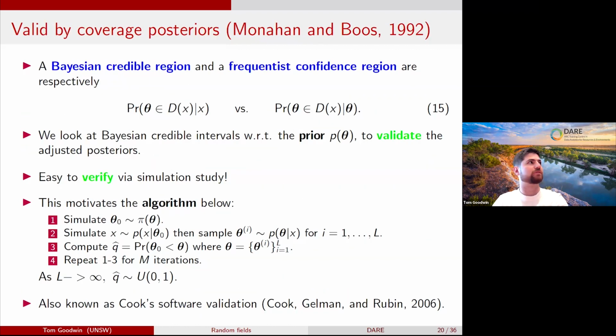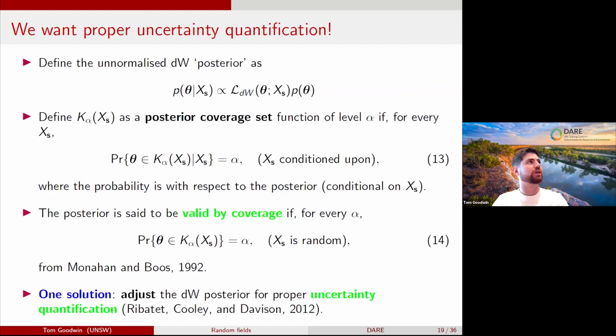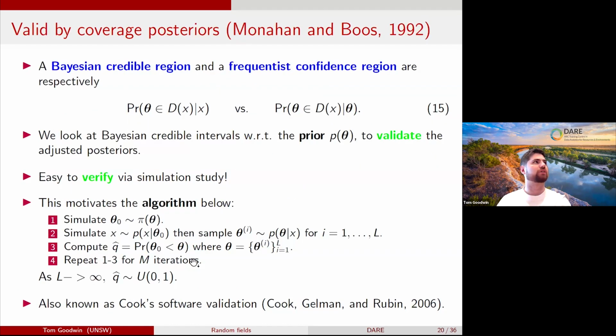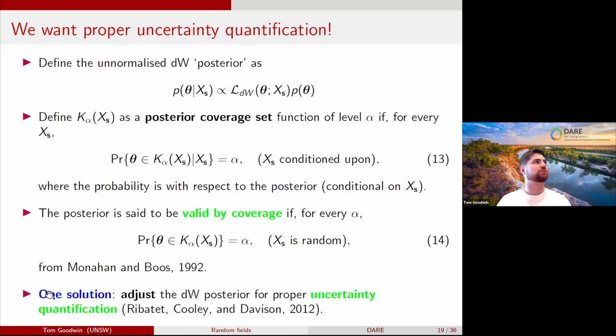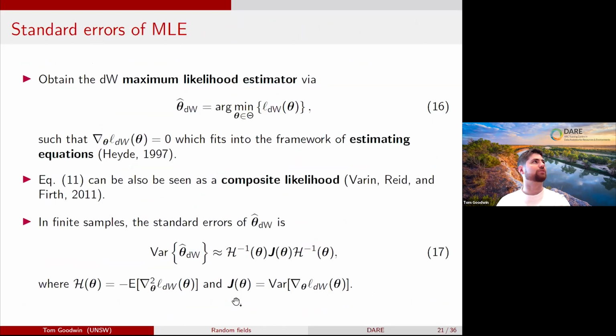I've told you how to validate things. If you just read those papers, it's straightforward. But if we just chuck the debiased Whittle in there, you won't get correct coverages, which we'll see. The solution is that we want to perform some adjustment to the curvature, i.e. inflate the variance of the debiased Whittle to obtain proper uncertainty quantification. Just going back briefly, we'll show you how to adjust that. If we obtain the maximum likelihood estimate of the debiased Whittle, of course, we just maximize or minimize the likelihood.